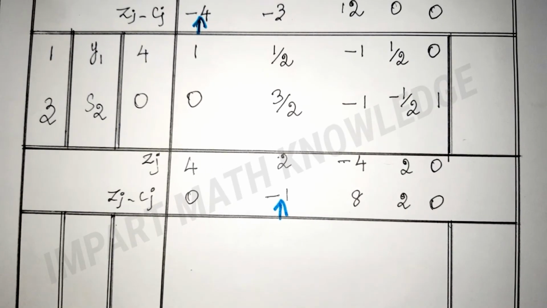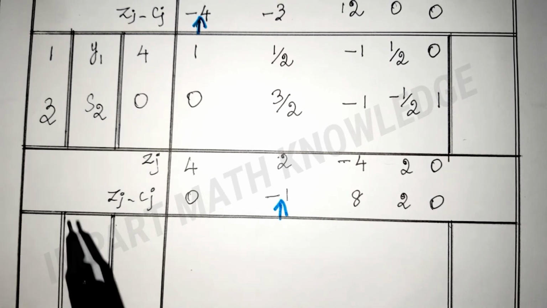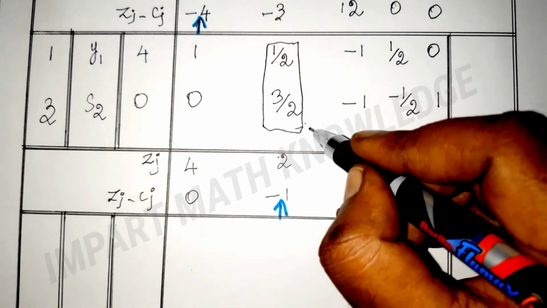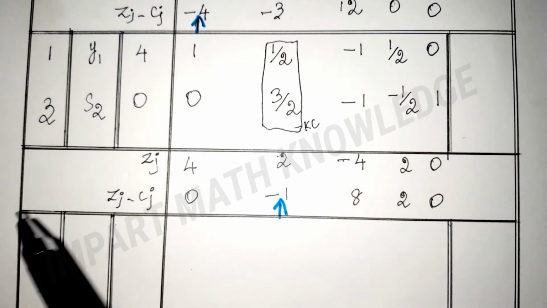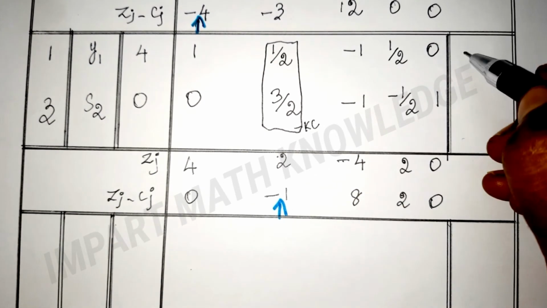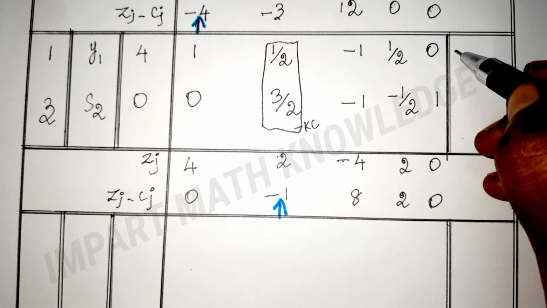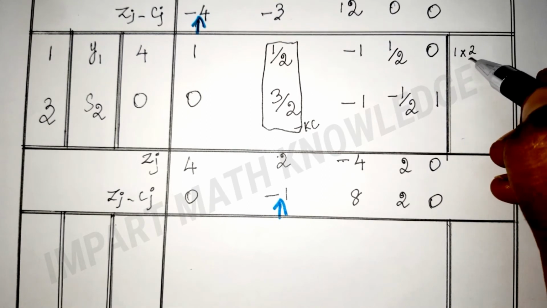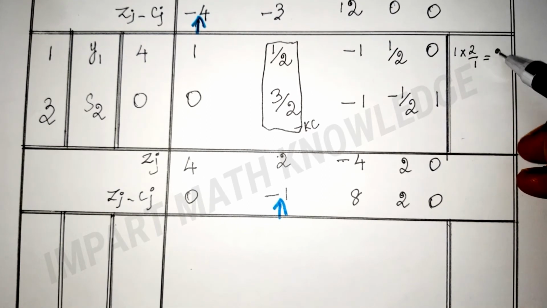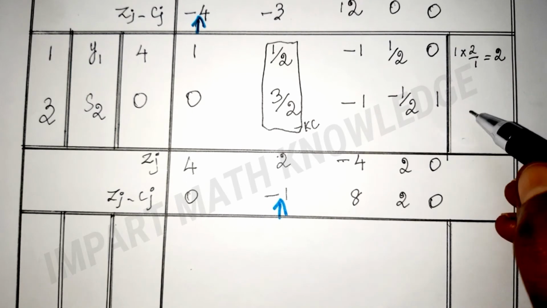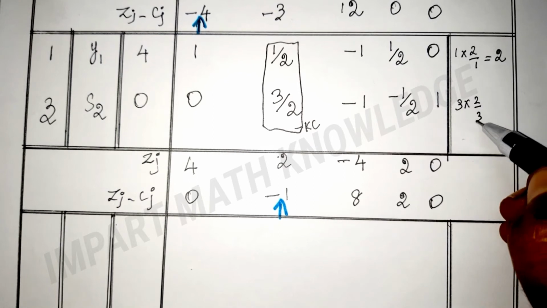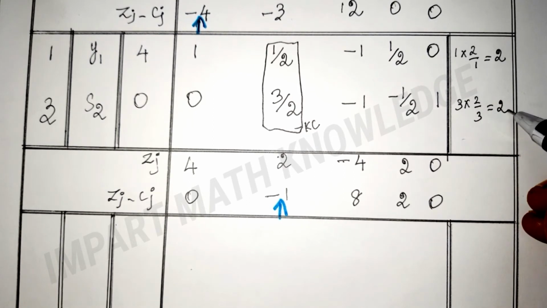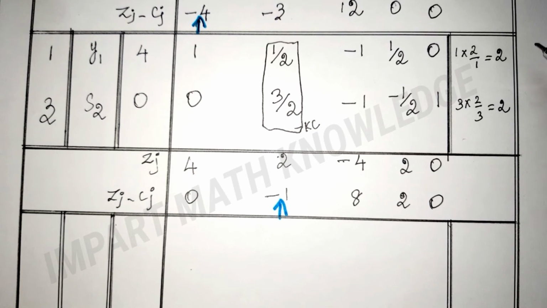Next we need to find the leaving variable. For leaving variable, you have to divide xb column by incoming column, that is key column. Divide xb column by key column, that is 1 divided by 1 by 2 can be written as 1 into 2 by 1. You have to write the reciprocal of that. Then 3 divided by 3 by 2 can be written as 3 into 2 by 3. The value is 2. Here both the values are 2.